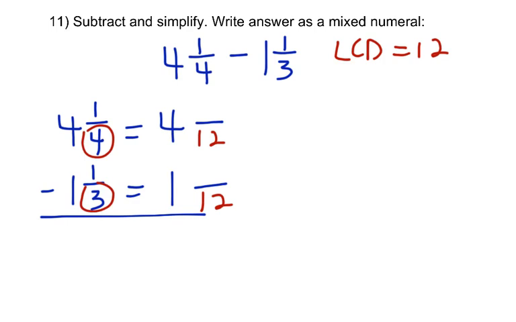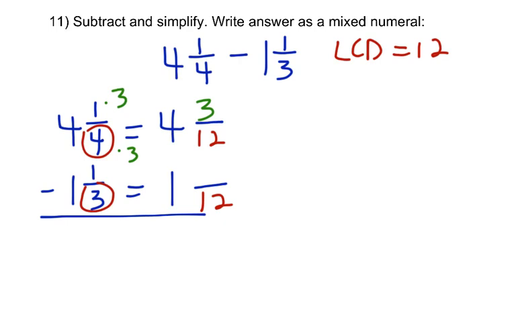Now we're writing an equivalent fraction for 1/4 with 12 as the denominator, and to go from 4 to 12 I had to multiply by 3. Whatever I multiply the denominator by, I have to multiply the numerator by the same number. So 1 times 3 is 3.